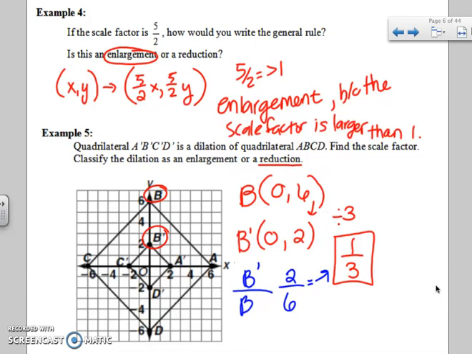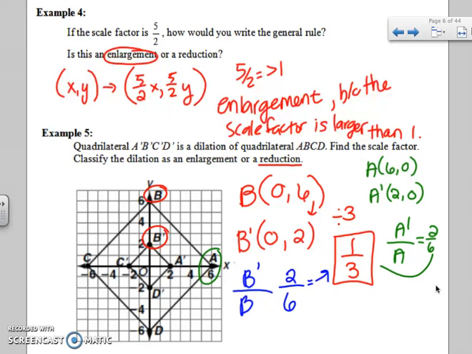We can also check it with another point to make sure. So let's look at this point A. My A was at 6, 0, and my A prime is at 2, 0. Again, take your A prime and divide it by your original image, and you would get 2/6, which again gives you a third. So the hardest thing is not saying, oh, the scale factor is a 3, because I can see that they're dividing by 3. Again, dilations are multiplication, not division. So if they're dividing by a number, they're going to be multiplying by a fraction. And our answer makes sense because a reduction is a fraction.